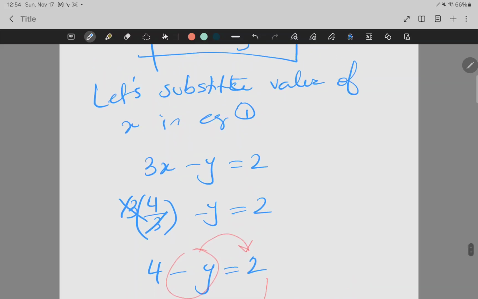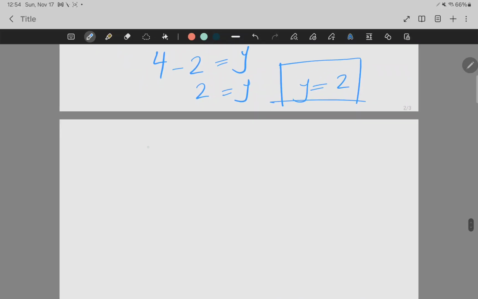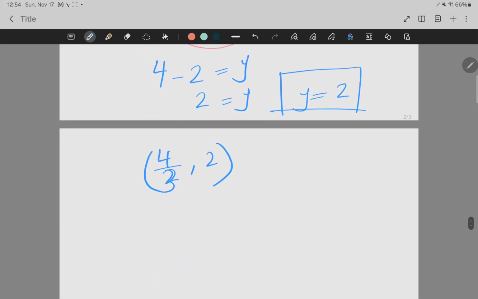So now you have your answers, x and y. Let's write them here. Your answer is, and we always put x first, 4 by 3 and 2. This is your answer, your solution, whatever you like to call it.